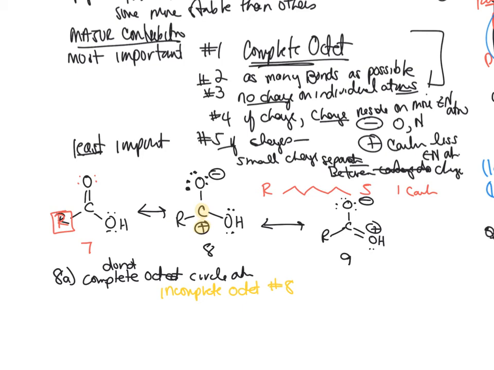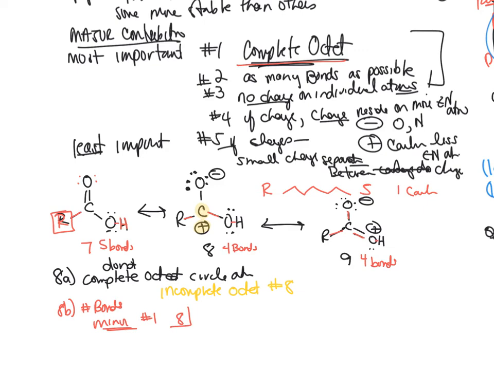So let's do 8B, the number of bonds. So we have 1, 2, 3, 4, 5 bonds. 1, 2, 3, 4, 5 bonds. Here we have 1, 2, 3, 4 bonds. Here we have 1, 2, 3, 4 bonds. Okay, so rule number one is incomplete octet. So the minor contributor, because of rule number one, would be 8.